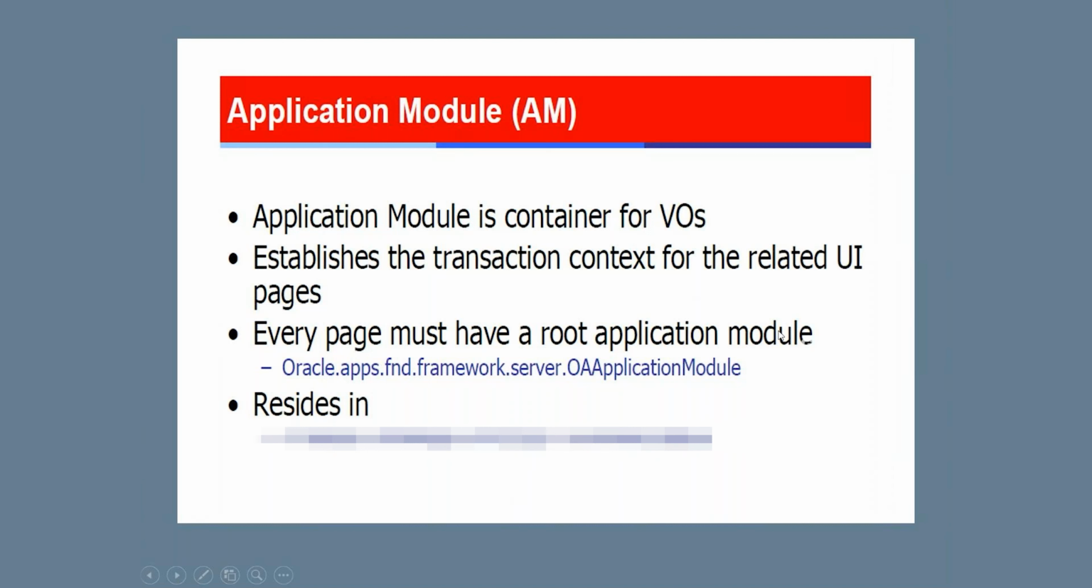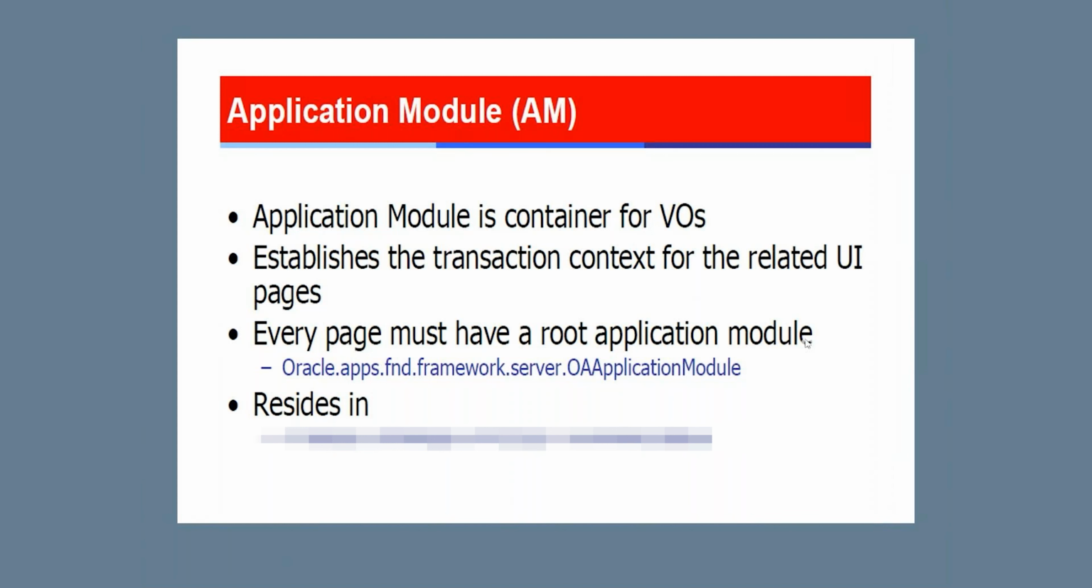Every page should have at least one application module. Without an application module, the page will not work. We create a page in order to deal with the data. To access the data, we need a context, a database context. In order to have a database context, we need the AM. So for that reason, the AM is mandatory. At least one AM is required.